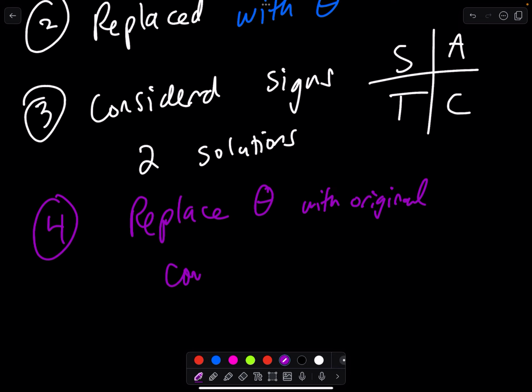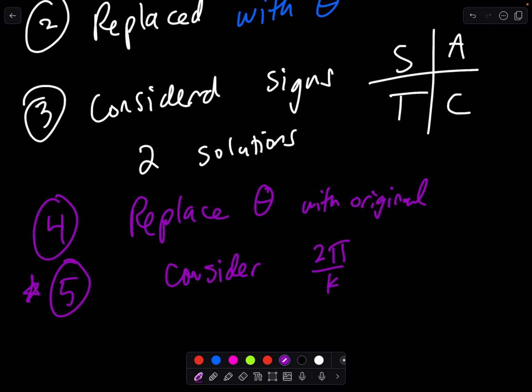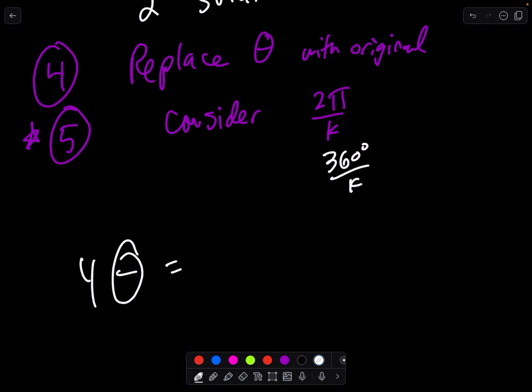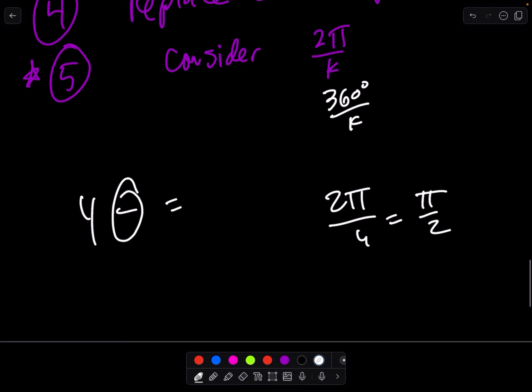And then we need to consider, this really gets a star, 2 pi over k multiples. Okay, so that was really something that we needed to be careful with. So when there was a 4 theta, you could also think of that as 360 degrees over k. If we had a 4 theta, you'd have 2 pi over 4. You'd have to think about pi over 2 multiples. Or those of you in degree land, you'd have to add in multiples of 90 to be within the threshold of 0 to 360 degrees.